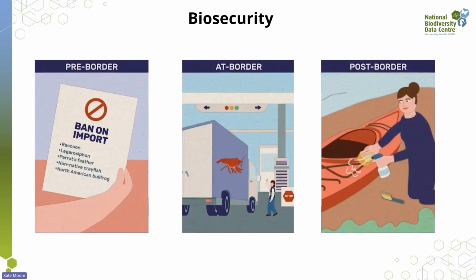So at the pre-border stage, we ban certain species from trade. At the border, we check goods and vehicles. And then at the post-border, we uptake biosecurity measures.